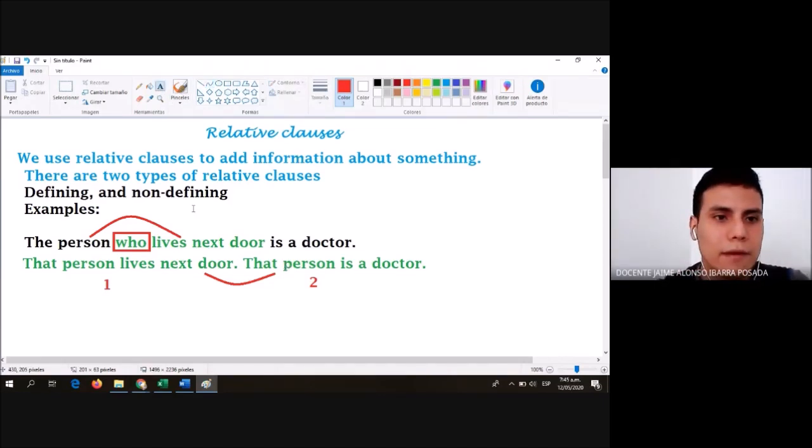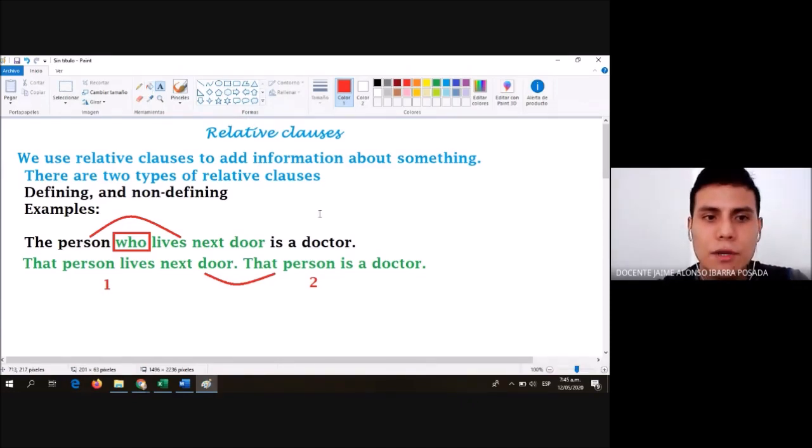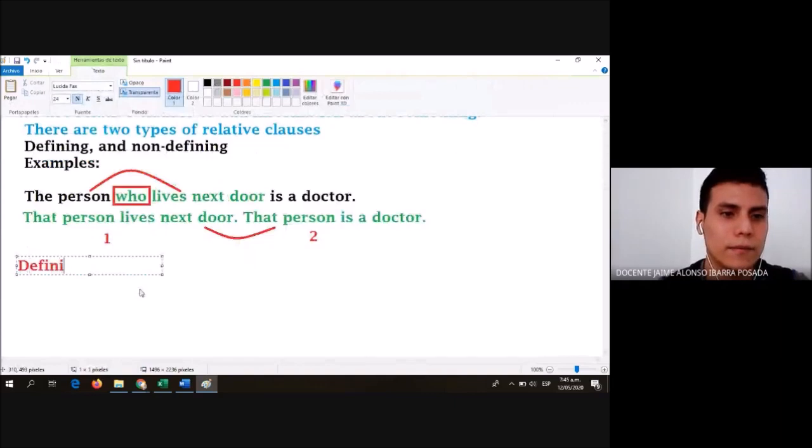Now, what are the types of relative clauses? We have defining and non-defining. Defining, because the information cannot be omitted. This means that the information is really necessary, otherwise the sentence won't make sense. So an example of a defining relative clause is this one.